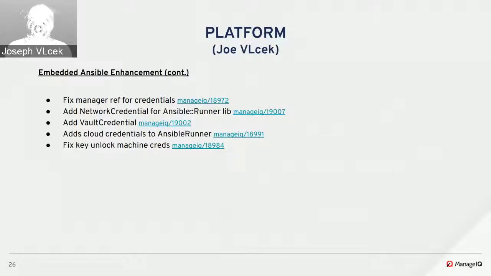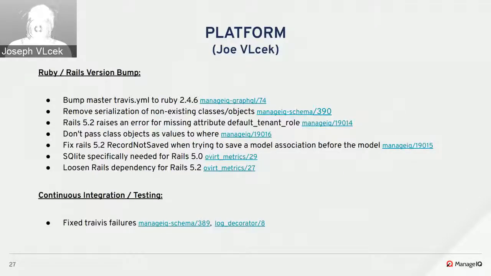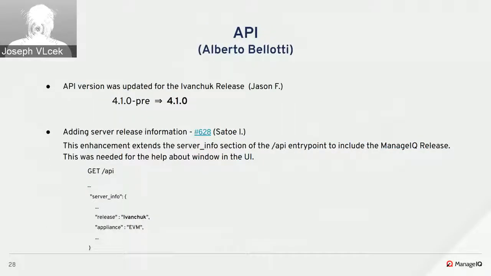Last slide, please. So Johar and Julian continued making progress on the Ruby and Rails version upgrade front. I'm not going to go through all of these PRs. Most of them are listed there. And lastly, Brandon addressed some Travis failures in our continuous integration environment. And that's it for the platform slash automate slides. Sorry. Onto the API.